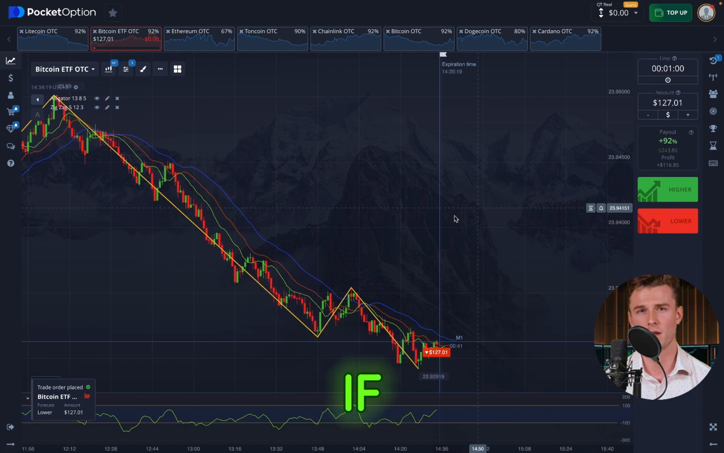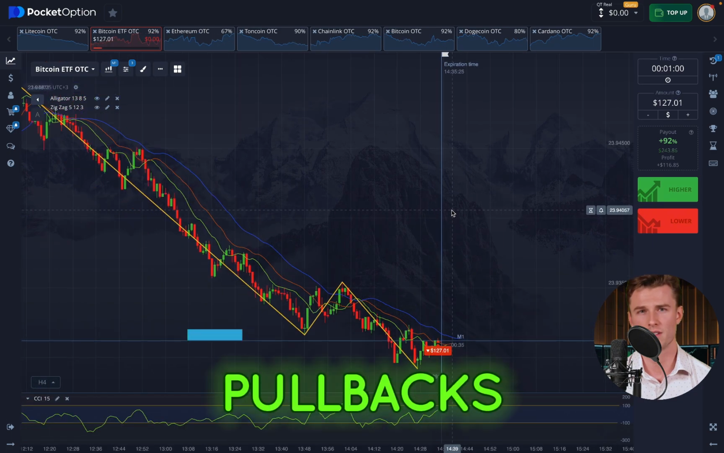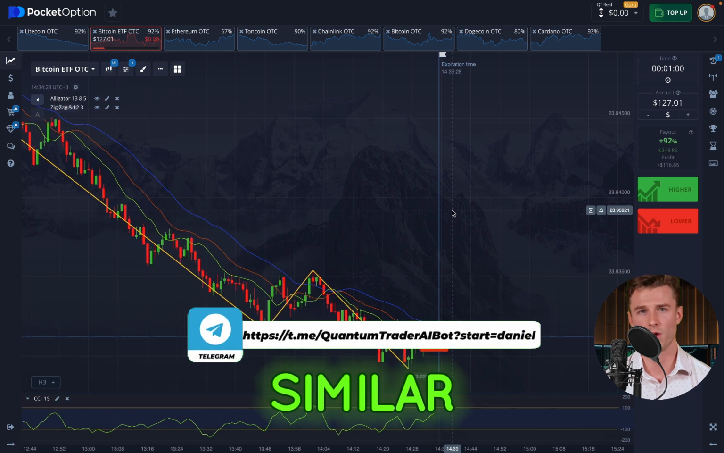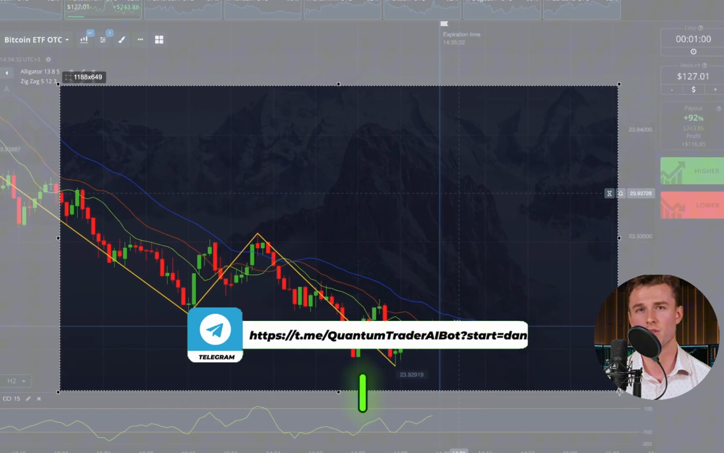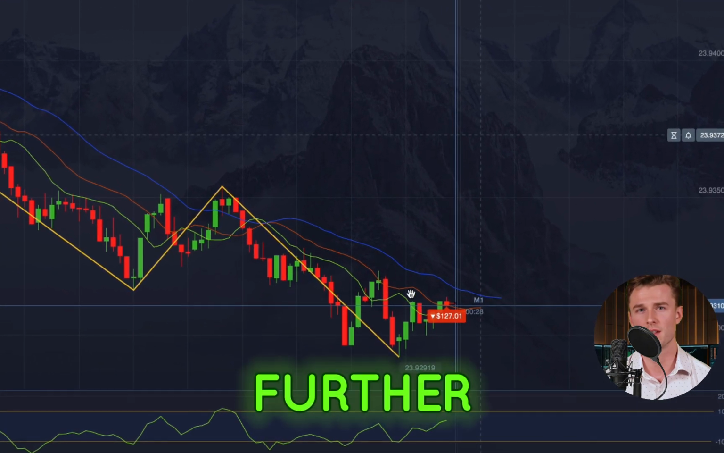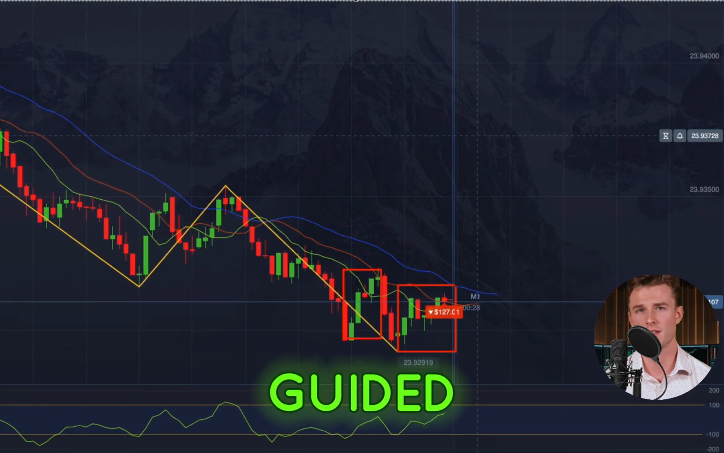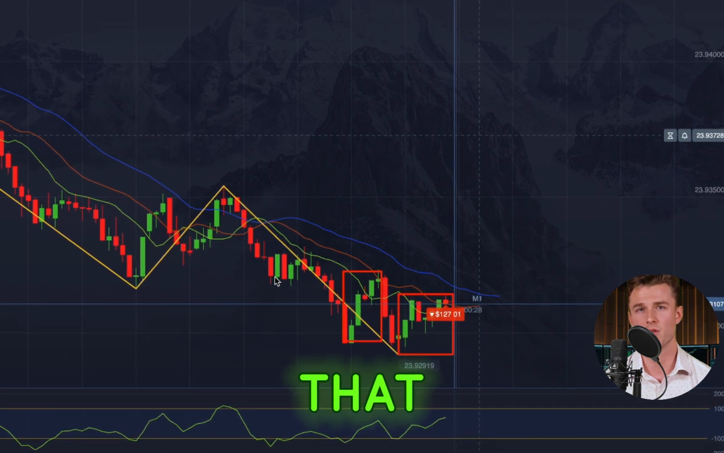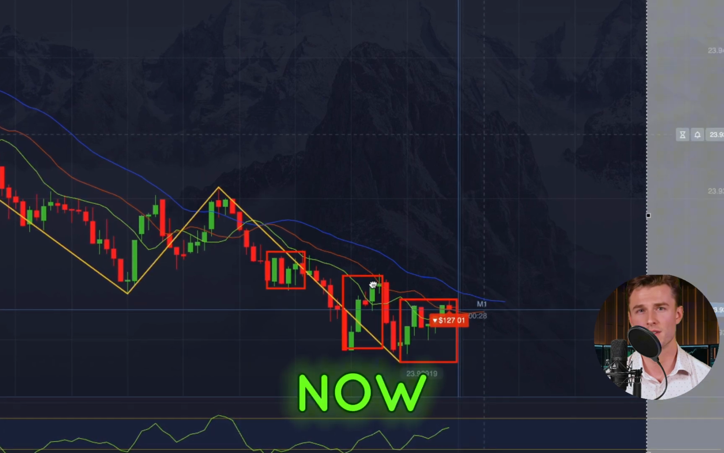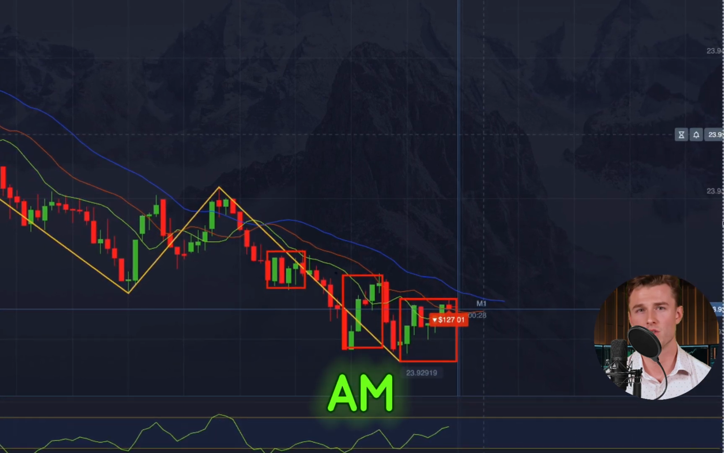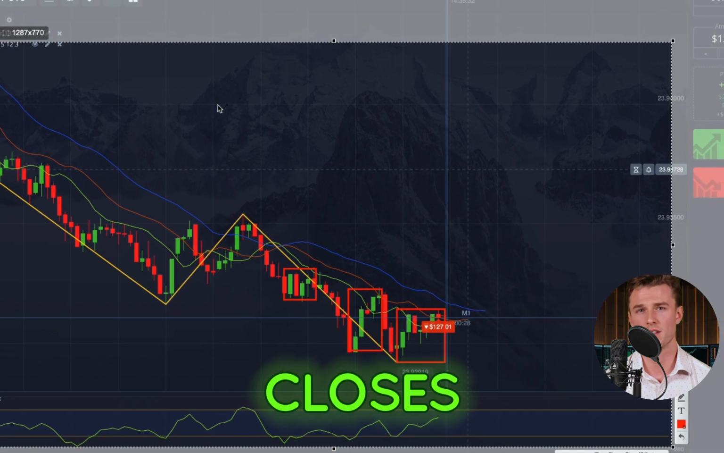Let's say if you take the, these pullbacks are generally similar in structure, and from this level, I think I can certainly have a further move down, especially here. You have to be guided by the trend, and we can see that. We have a very good, confident downward trend dynamics present now. So here I am opening on the downside. And also the trade closes in plus.